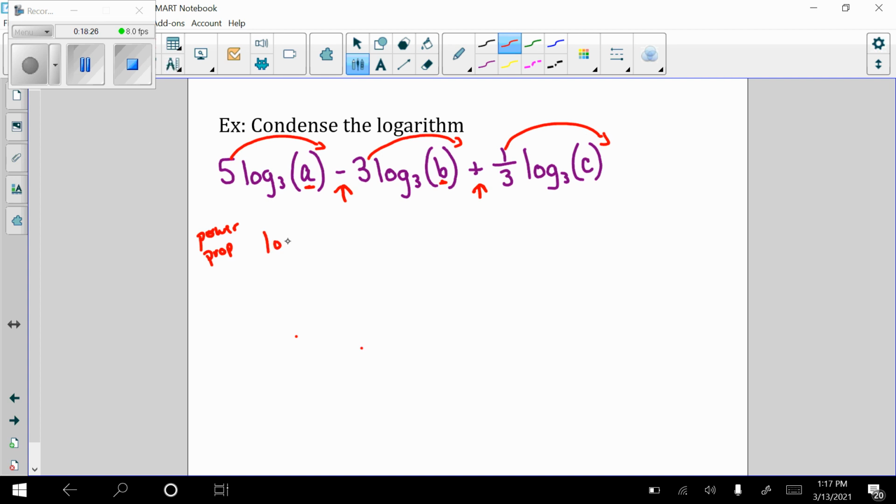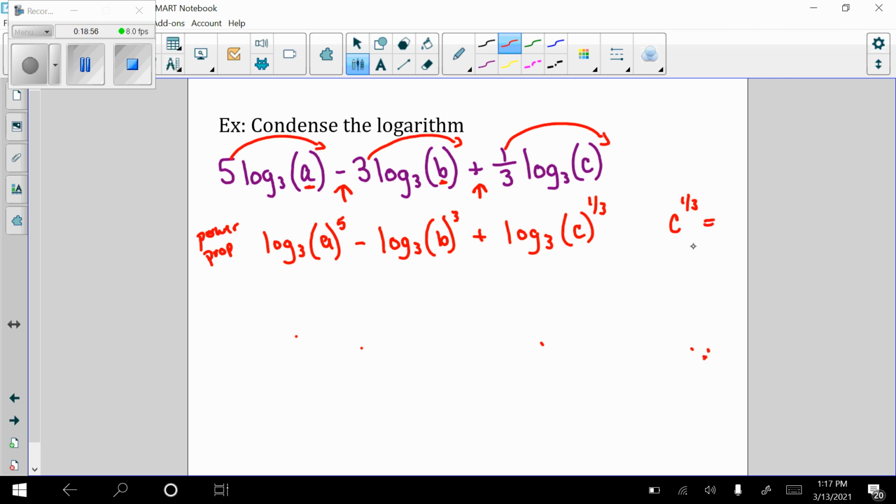So I have log base 3 of a to the 5th minus log base 3 of b to the 3rd plus log base 3 of c to the 1/3. Okay, so I'm going to remind you that c to the 1/3 is equal to the cube root of c.